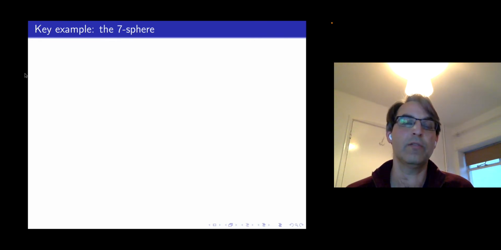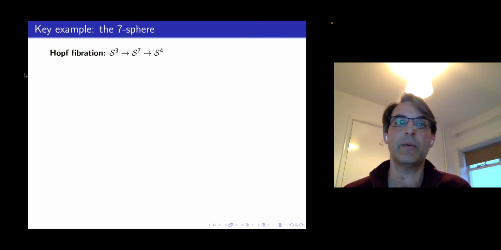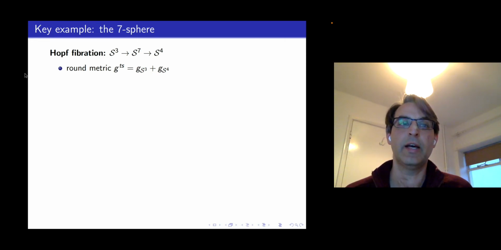Now, the one thing that we know very well about the 7 sphere is that we have a Hopf fibration of the 7 sphere over the 4 sphere by 3 spheres. And using this fibration structure, we can describe the round metric on the 7 sphere as the sum of the round metric on the 3 sphere and the round metric on the 4 sphere. And I will call this metric GTS for reasons that will become clearer in later talks.